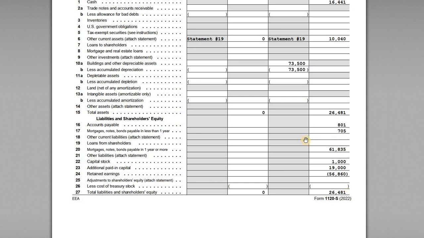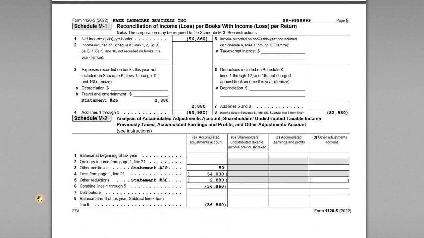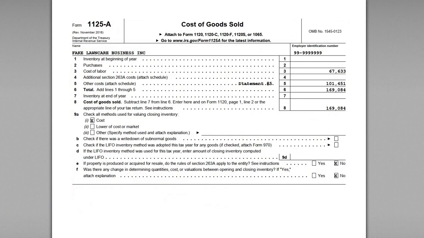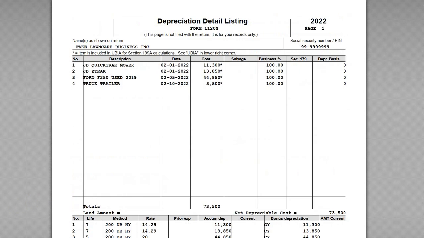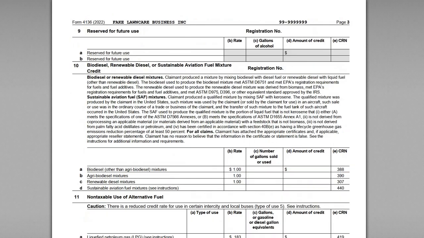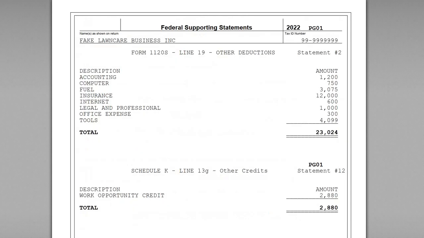All right. Okay, so now that those items are completed, let's start looking at Schedule K itself. So Schedule K-1, not Schedule K.